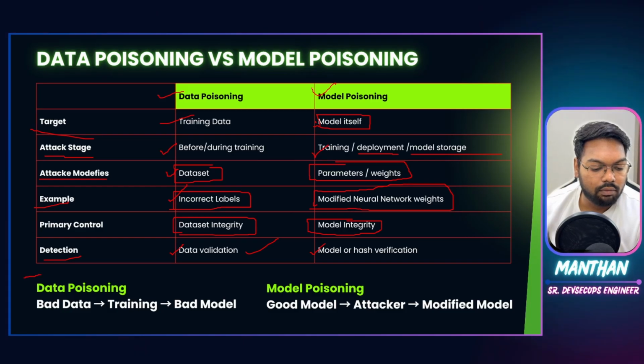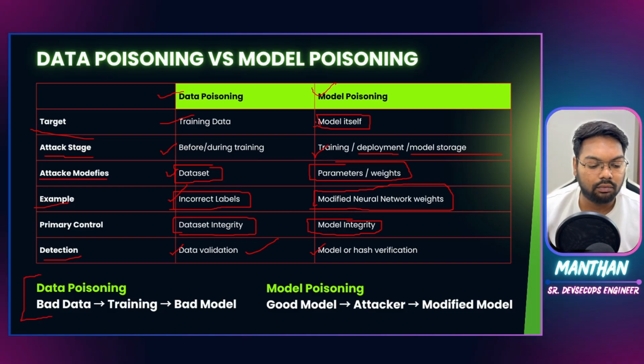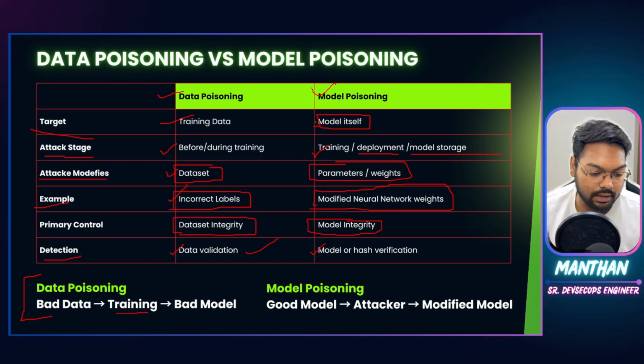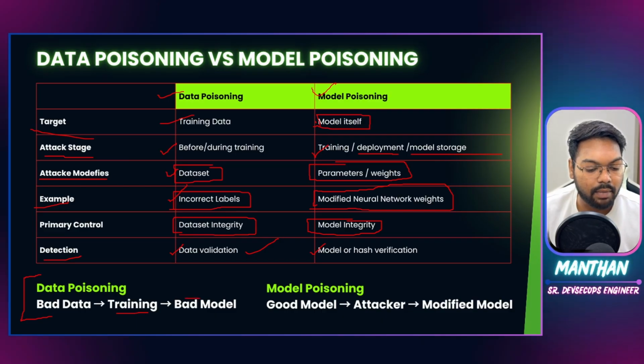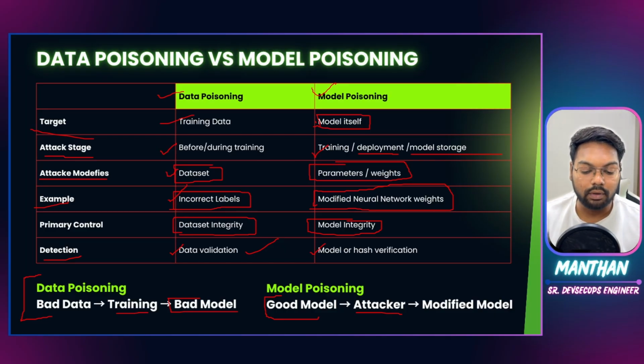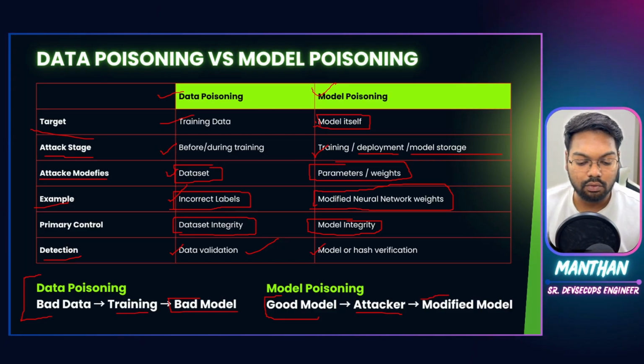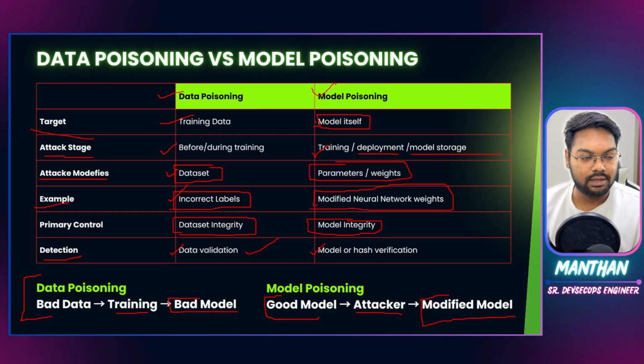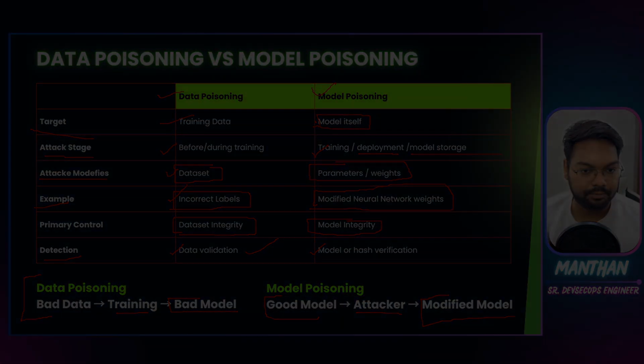And then you can have a mind map wherein you can differentiate between both of them. When bad data is included in training, it creates a bad model. And when there is a good model and the attacker attacks that good model and modifies it, that is called model poisoning. So that is the difference between both of these.